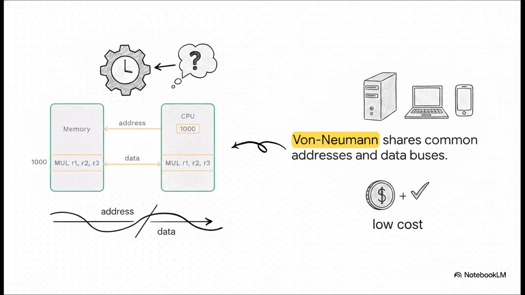Because the CPU can't access instructions and perform read or write operations at the exact same time, you get a potential bottleneck. But hey, this shared approach keeps hardware costs way down, which is exactly why it's the go-to architecture for personal computers and smaller-scale devices.